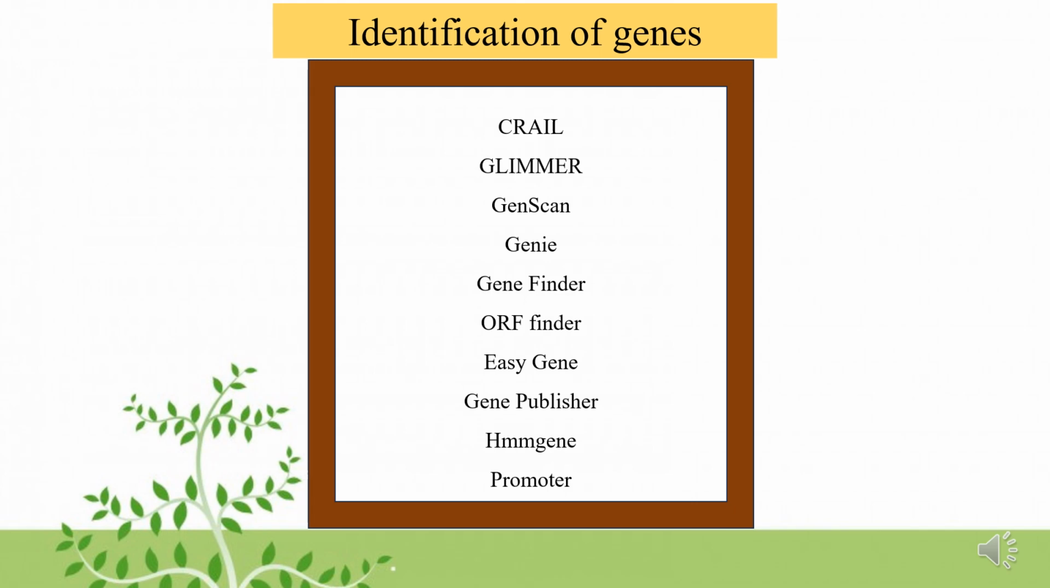The third one is GeneScan. This tool is used for the identification of complete gene structures in genomic DNA for various organisms. It can predict exon-intron structures of genes as well as their locations in genomic sequences.